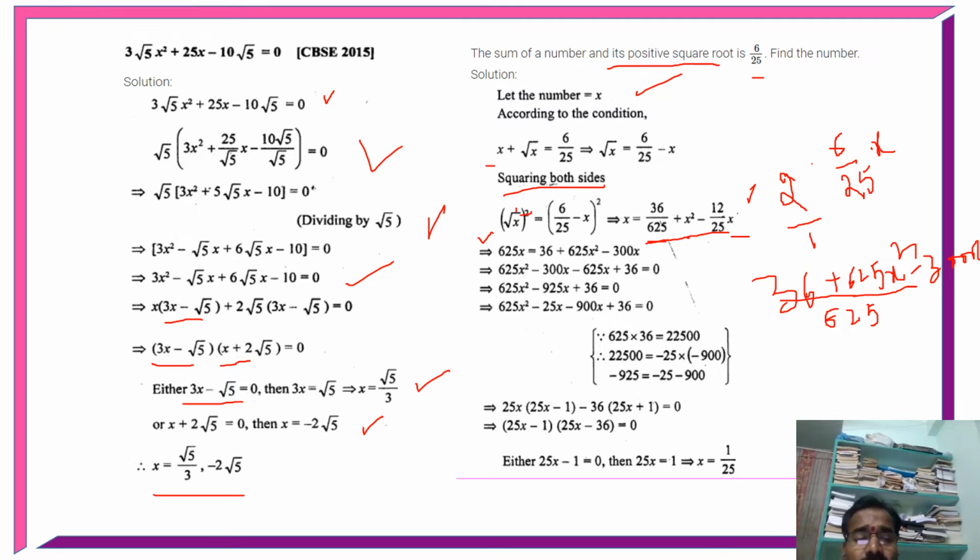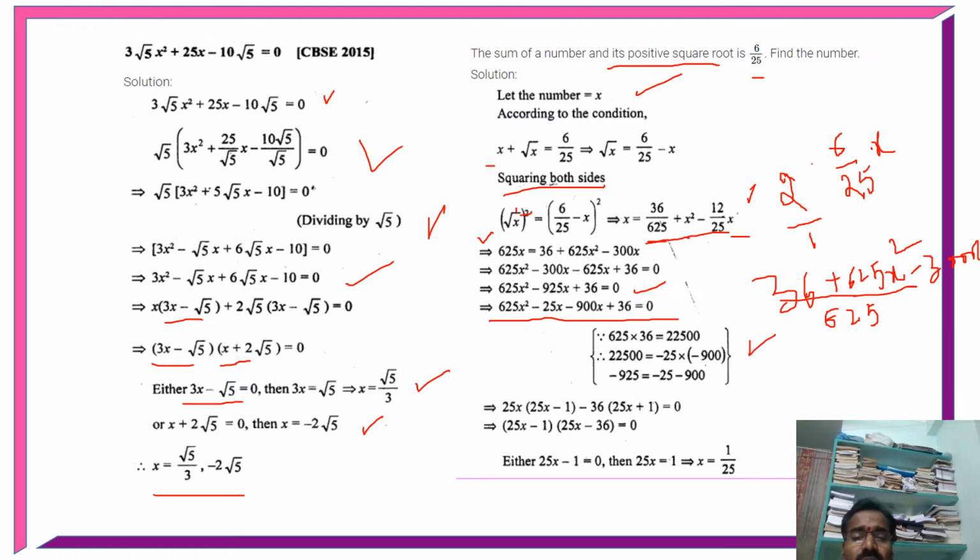After doing this, we will simplify this. We get the quadratic equation, that is, after simplification, 625x square minus 300 minus 625, both are negative and both are x terms. So minus 925x plus 36 equal to 0. Again we apply the splitting of the middle term method; you can apply the quadratic formula also.